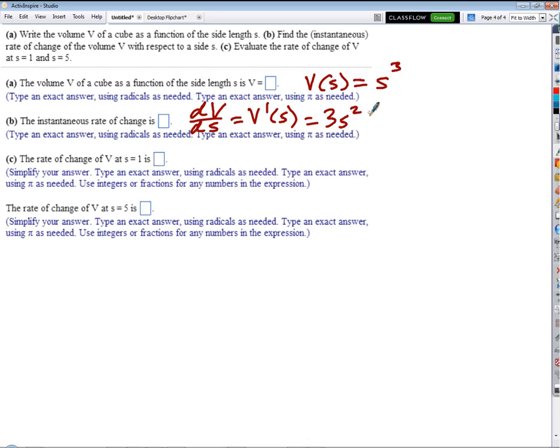3s squared. Okay. We want to know what is the rate of change of the volume. So V prime at s equals 1 and s equals 5. If we're evaluating at s equals 1, that's really just V prime of 1. And what's the answer? 3. Right here, this is really just V prime of 5. So what's that? Yeah, 3 times 25 would just be 75. Make sense? Okay. All right. I think you're good.